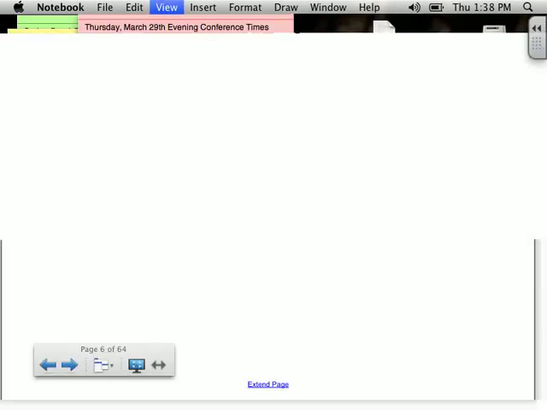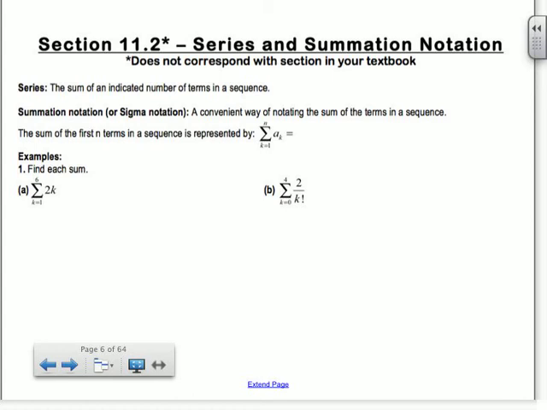All right, so section 11.2 is on series and summation notation. Okay, so we learned about sequences last time. So sequences were things like 1, 3, 5, 7, 9, and so on. A series is going to be when you add up all of the terms in the sequence. Okay, so it's the sum of a sequence.